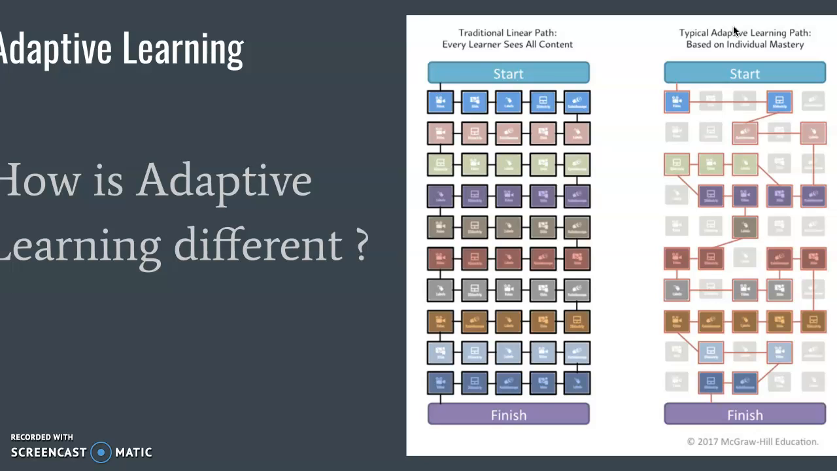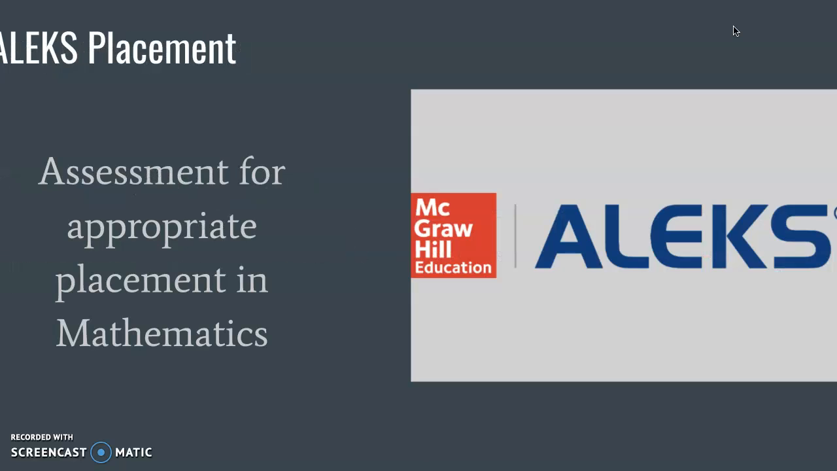A product that I would want to discuss is ALEKS placement. ALEKS is an assessment that's appropriate for placement in mathematics. ALEKS stands for Assessment and Learning in Knowledge Spaces, is what the acronym is.